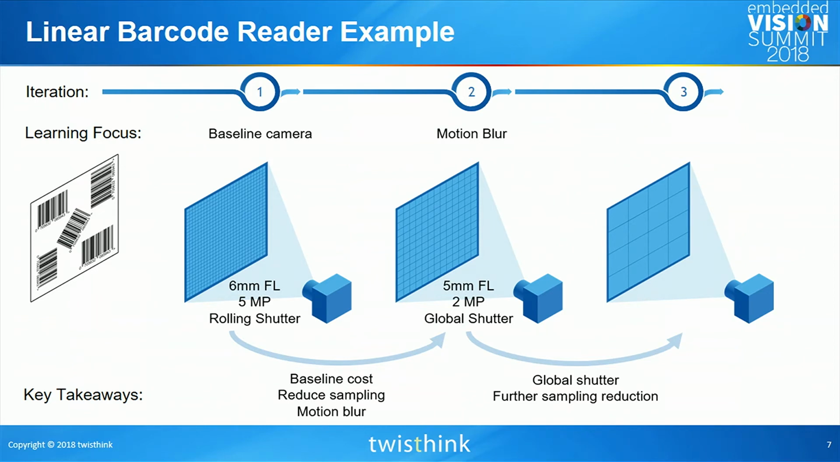So motion was no longer a major source of error, and we could even further reduce sampling, saving costs in the hardware by adding more capability to the algorithm. So this kind of continued. We did a couple more iterations, focused learning based upon previous learning. And we ended up on a solution that was right for the business.